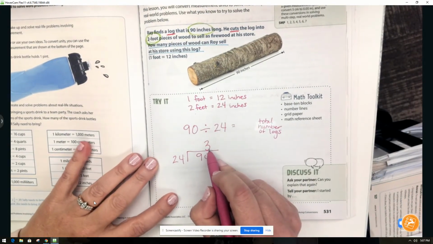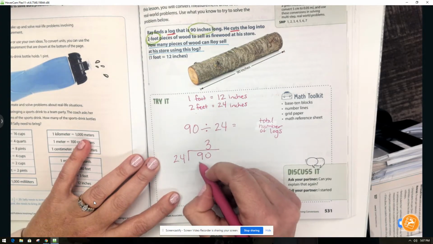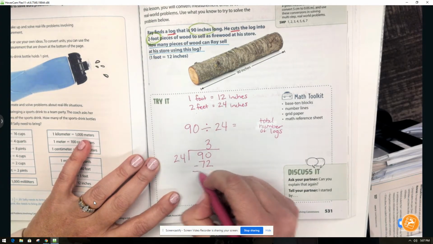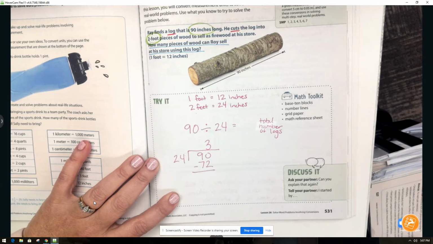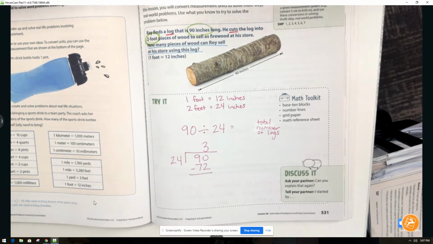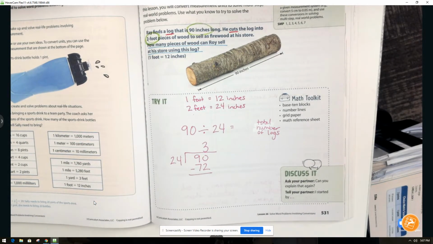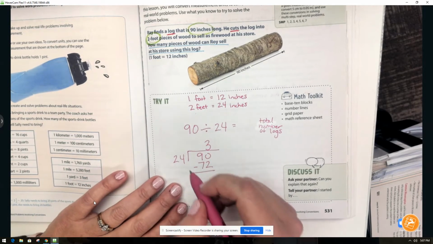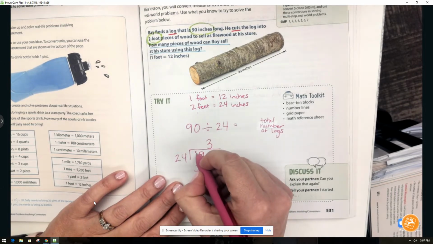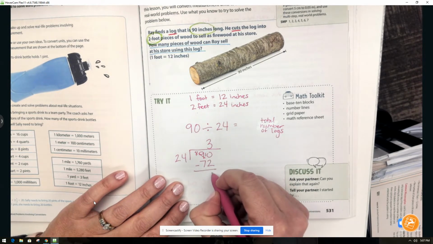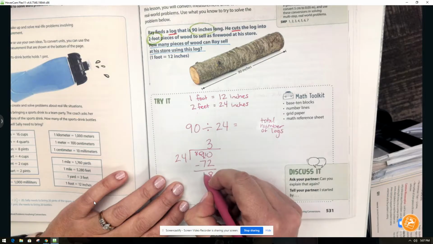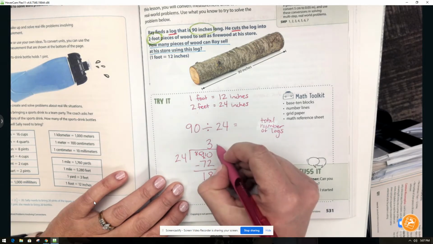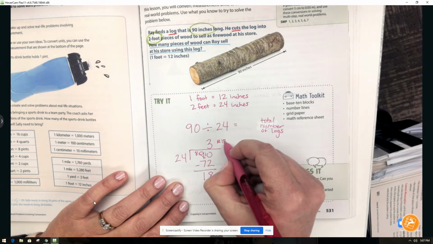Then we know 3 times 24 is 72, and then we can subtract. So 90 minus 72. Change this to 8, change 10 minus 2 is 8, 8 minus 7 is 1. So we have a remainder of 18.